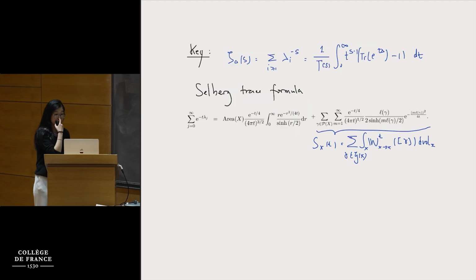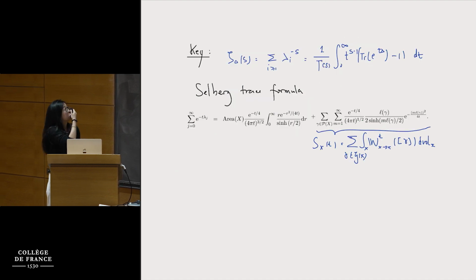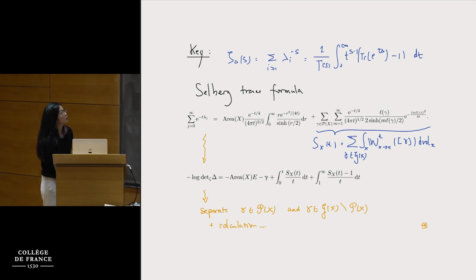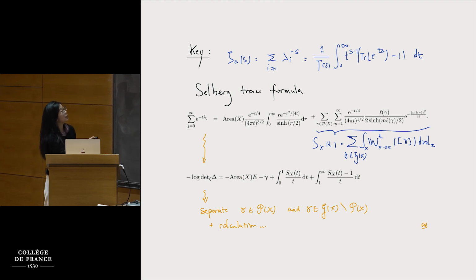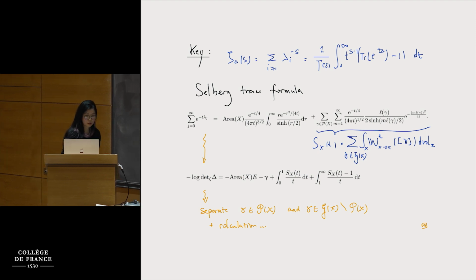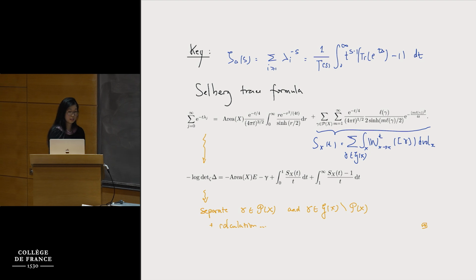And the key idea is to use the Selberg trace formula, which we essentially proved in this case for the expansion of the heat kernel. The heat kernel can be written as a contribution from trivial loops and the loops that are homotopically non-trivial. And if we want to get the log determinants, we have to look at this analytic continuation, and we separate the contribution of primitive curves and non-primitive curves, and some calculation, and that's it.